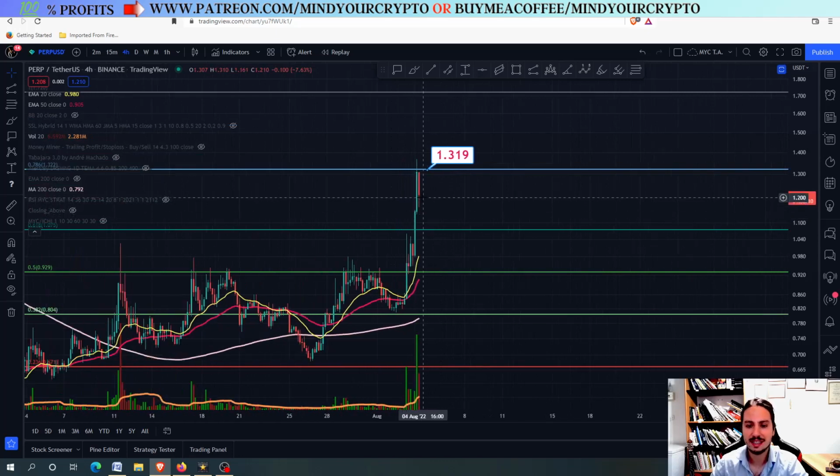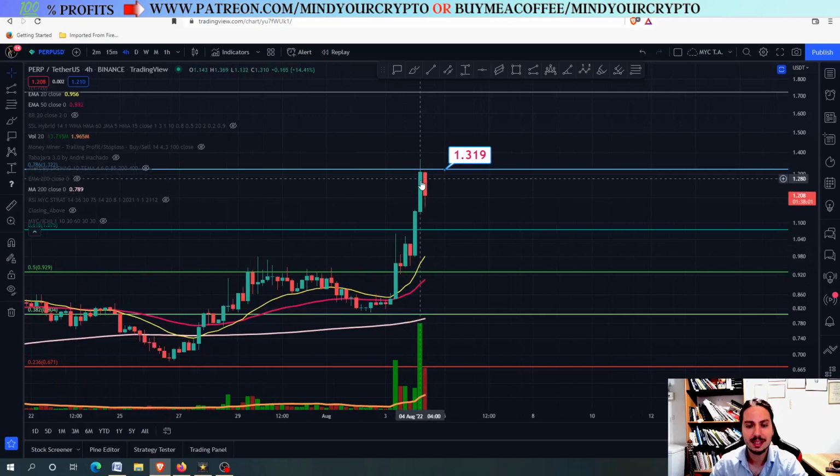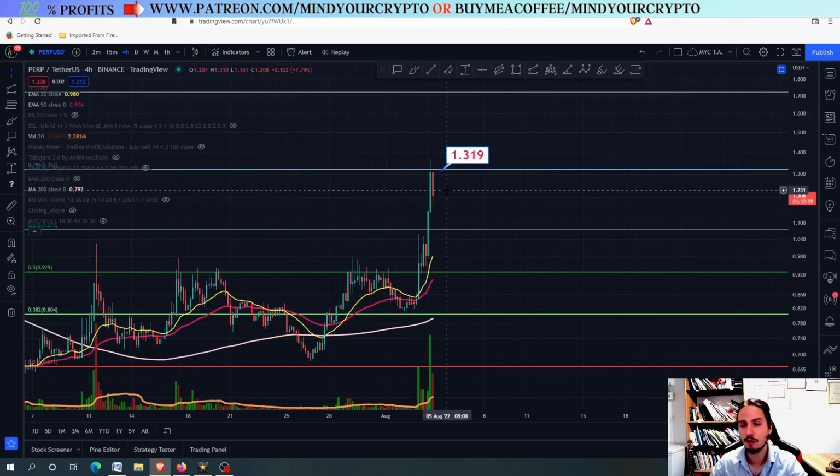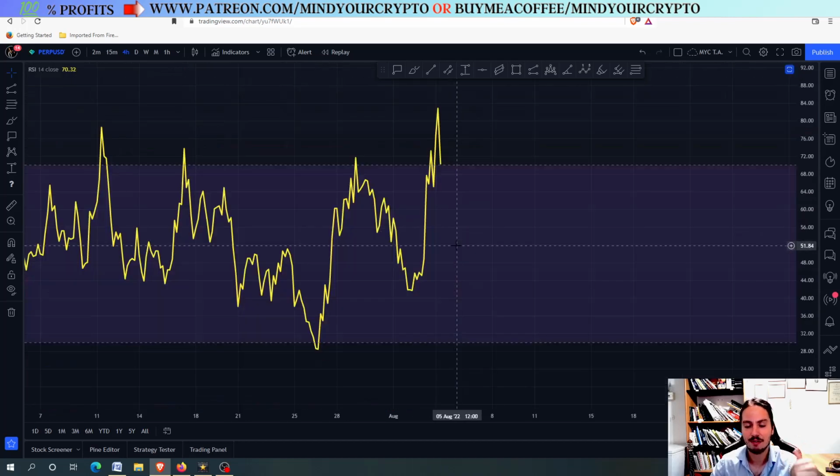Right now, you can see that we are actually way above the 20-day and the 50-day exponential moving average, but at this time we are having a very high risk due to the fact that first we are getting rejected from the 1.32 and secondly we are having a very huge risk.